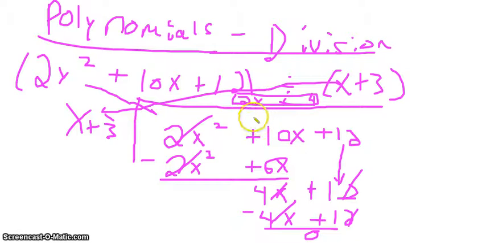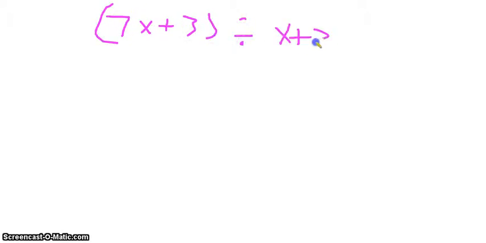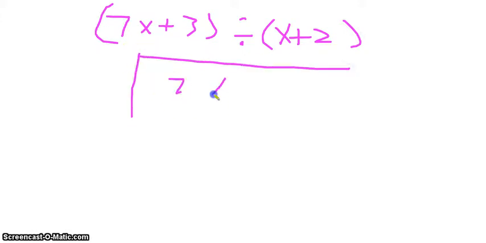And that's your answer. But now I would like to show what happens when we do have a remainder and how to demonstrate that. That would be like if I did 7x plus 3 divided by x plus 2, and I set it up the same way. 7x plus 3 is in here like usual, and x plus 2 is over here.